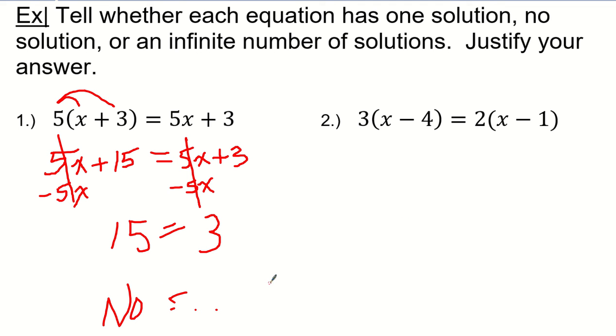Over here, you get 3x minus 12 equals 2x minus 2. Because remember, first thing you want to do is clear any bubbles that there might be. And if you have a 3x over here and a 2x over here, eventually, like on the next step, you're going to end up with an actual answer, okay?